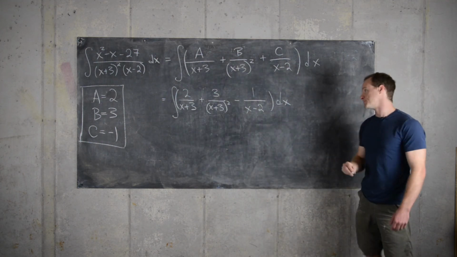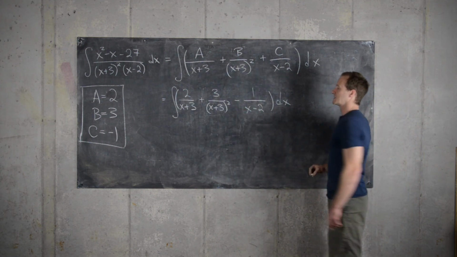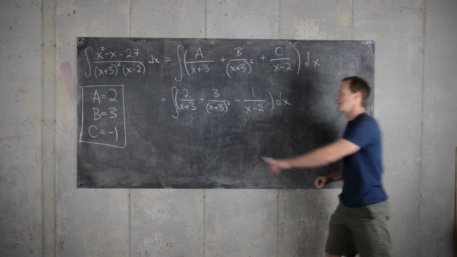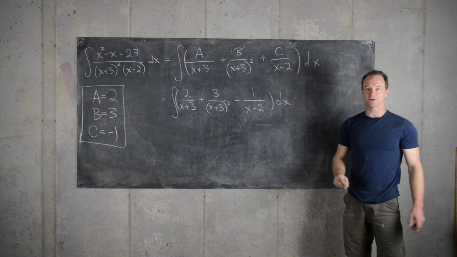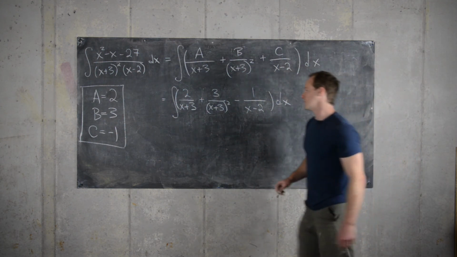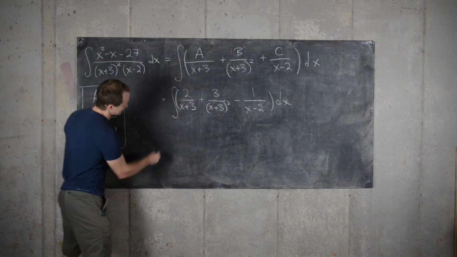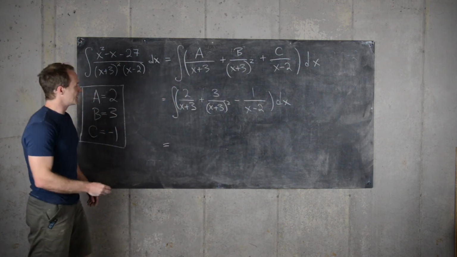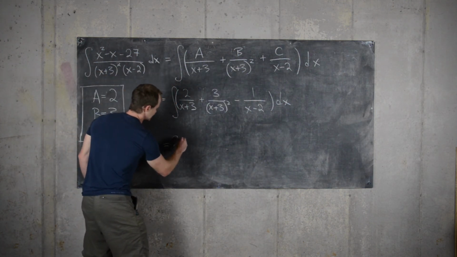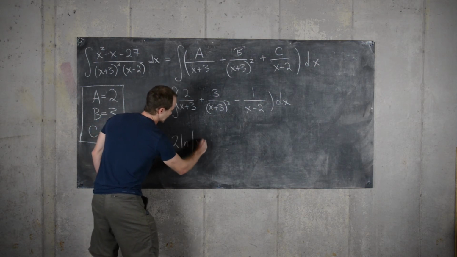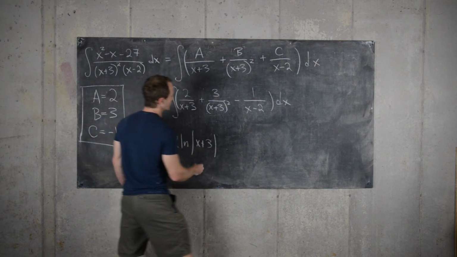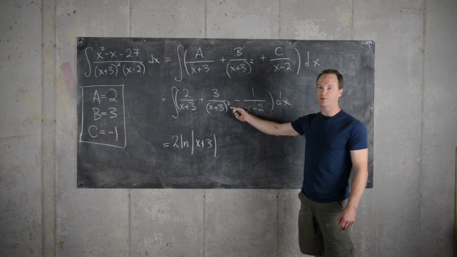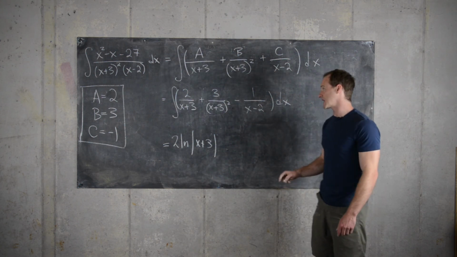And now we're ready. So the first and the last integral are natural logs, and the middle integral can be done using the power rule. So I'll skip the details for that. It's a simple u substitution. So here we get twice the natural log of x plus 3. And then we'll raise the exponent by 1. So this is really a negative second exponent.